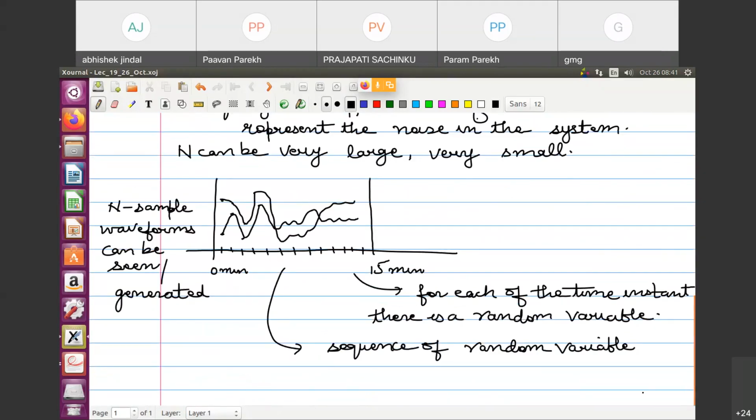So this sequence of random variables, let us say you have 4 random variables, x1, x2, x3 and x4, each of them uniformly distributed.